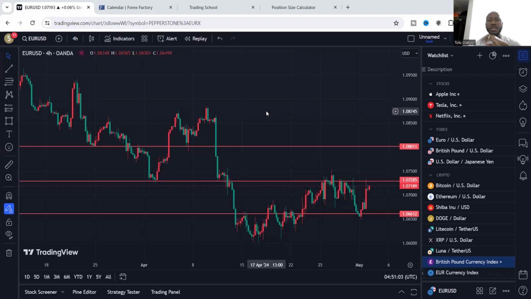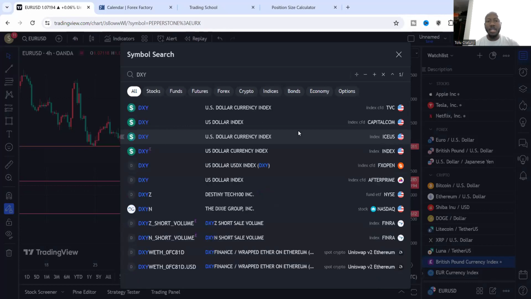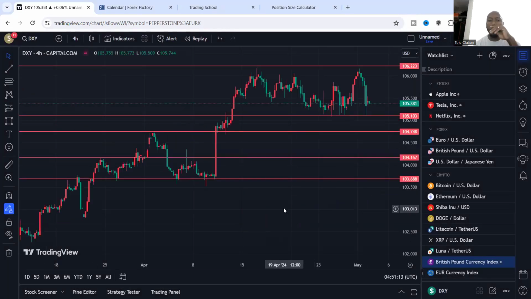So quickly, let's do this. Let's dive to the DXY first of all, as we always ensure we look at the USD index first of all. And we had a massive drop from yesterday. You can see this massive candle.